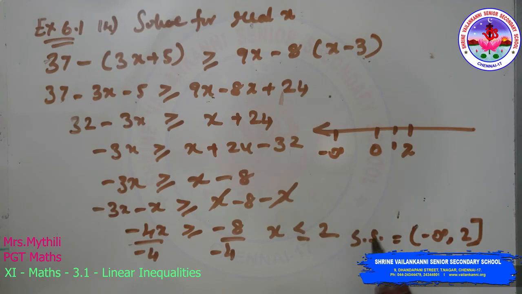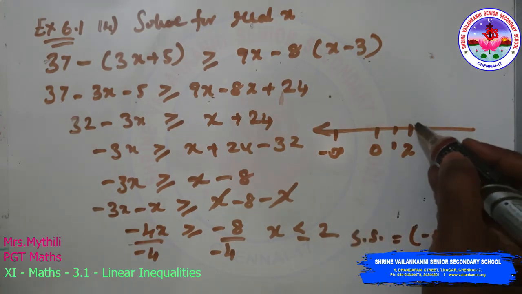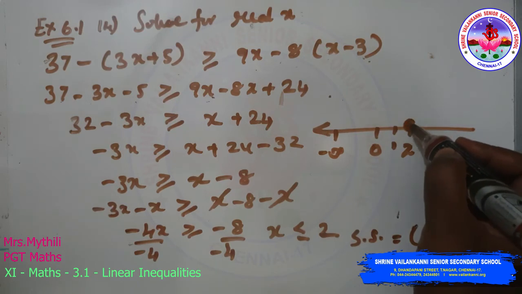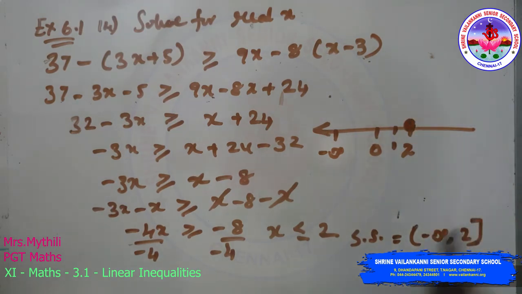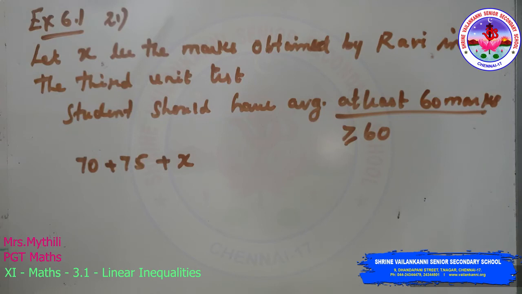Drawing this on a number line. So minus infinity which is open and 2 is closed. We have to draw closed dots. So let's move to the statement problem.